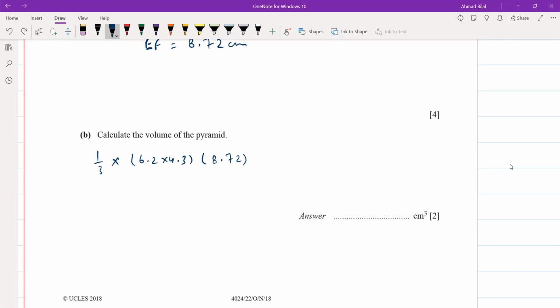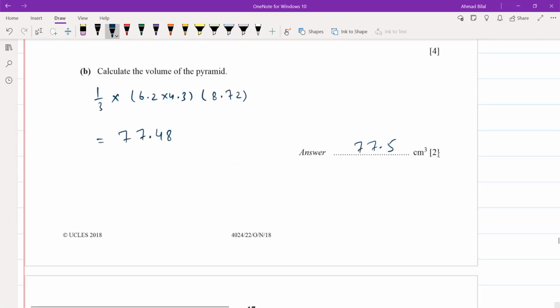So what do we get here? We get 6.2, 4.3. So it is 77.48. Okay, so that's 77.5 centimeter cube. That is the volume that we have here. Okay, Achha. Now let's look at the next part.